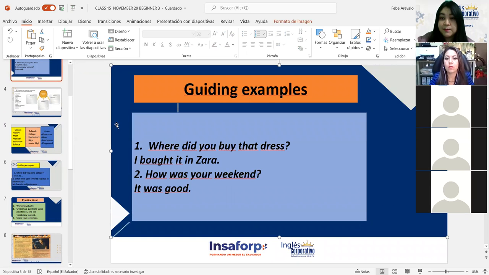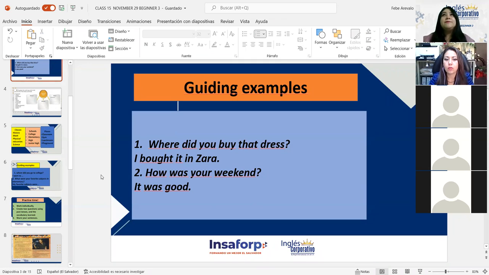Now let's go with these ones. Estos son unos guiding examples de cómo pueden hacer ustedes las preguntas. For example, where did you buy that dress? I bought it in Zara. Let's suppose, right? How was your weekend? It was good, right? Entonces ahora cuando ustedes ya entren a la clase y yo les pregunte, hi, how are you girls? Ustedes dicen, I'm good, teacher. How was your weekend? It was good. It was so-so. It was fun. It was great. It was boring. All right. There you go. Ahora ya pueden hacer uso de esos tenses.